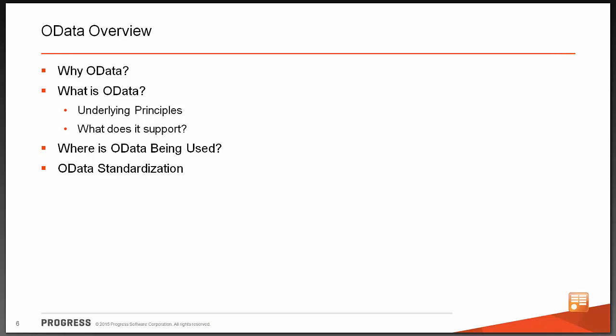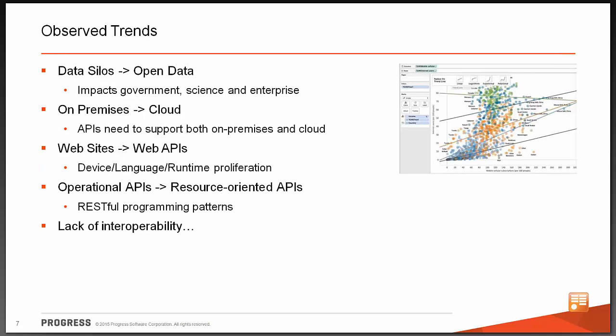To understand OData, it's useful to understand some of the trends that we were seeing in the industry 5 or 6 years ago. At the time, we were seeing a real move from silos of data, very closed, to really open data, and we saw that with the government. Obama made his open data mandate, requiring that all government data be open, and that was a trend throughout other countries as well. And that was a trend we saw in science, in enterprise, and really across the industry.